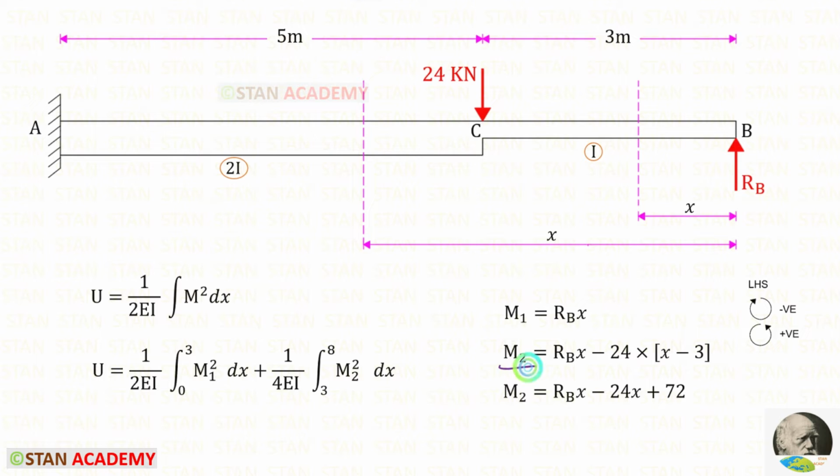Let us find M2. Up to this section, we have the point load and RB. RB is acting in the anti-clockwise direction so that it will be positive and the distance is x. RB into x, it will be RBx. This load is acting in the clockwise direction so that it will be negative. For this load, we have to take this distance. This distance is x minus 3. We can multiply minus 24 with this, then we will get this.